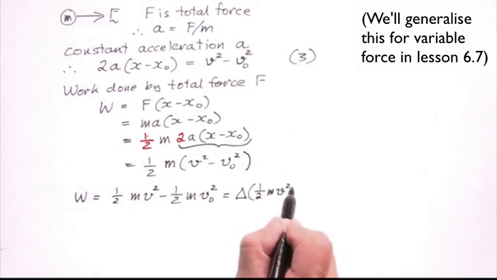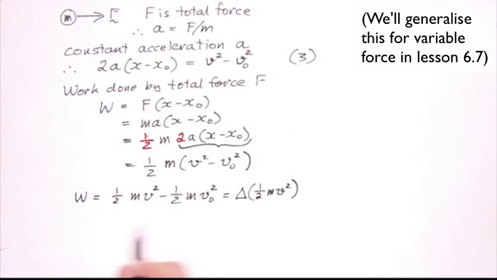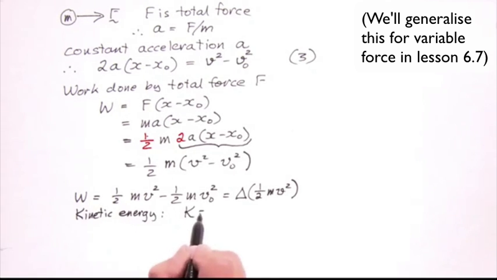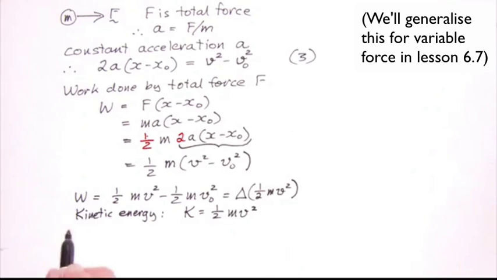This is the change in the quantity half m v squared. That is such an important result that we give that quantity a name. We call that quantity the kinetic energy. Kinetic energy is defined as a half m v squared.